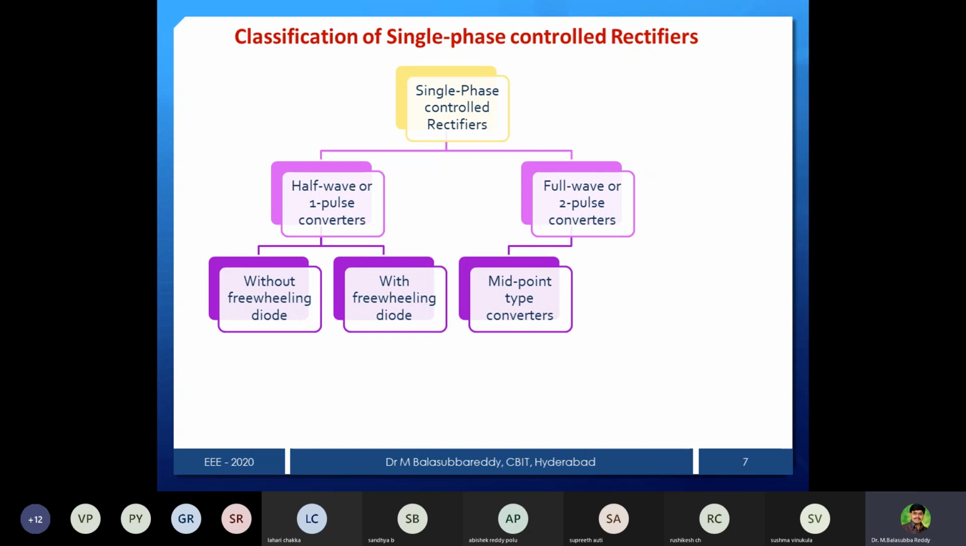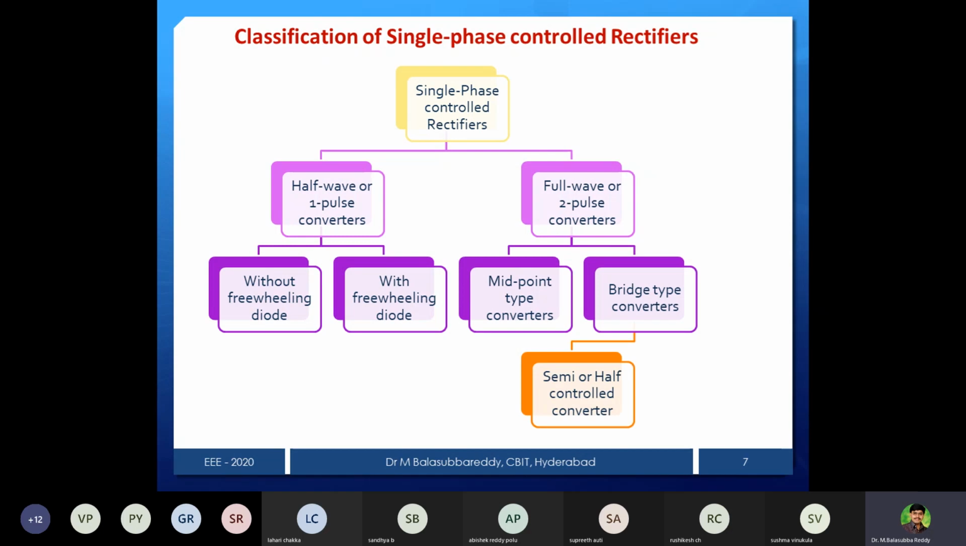And the two pulse converter, there is a midpoint type converter and bridge type converter. So again, bridge type is as usual the semi converter. Another name for the semi converter is a half controlled rectifier. So from an exam point of view, you must know the difference between these two very well. Otherwise, you will make some common mistakes. You can see that half control, the semi converter's other name is half control, whereas half wave, this one is a half wave.